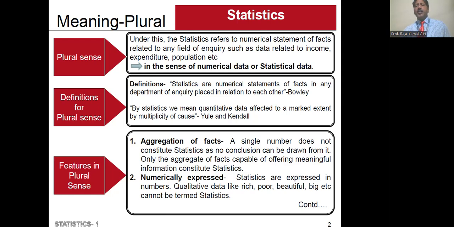When it comes to the plural definition, Bowley defined statistics as a numerical statement of facts in any department of inquiry placed in relation to each other. There is a wonderful phrase used by Bowley here: in relation to each other, numerical statements of facts in relation to each other.